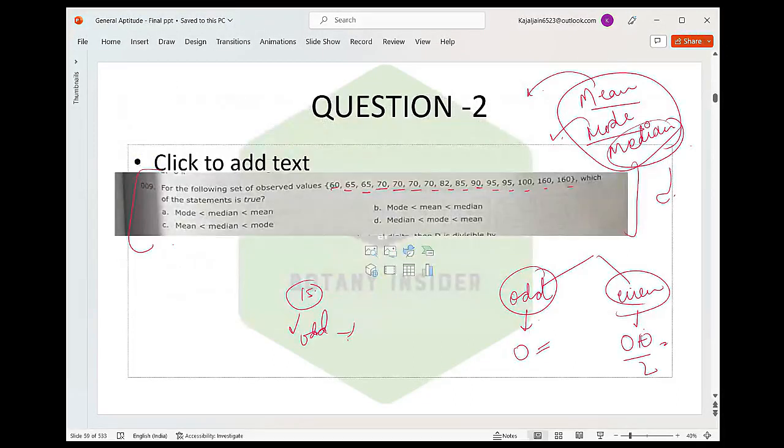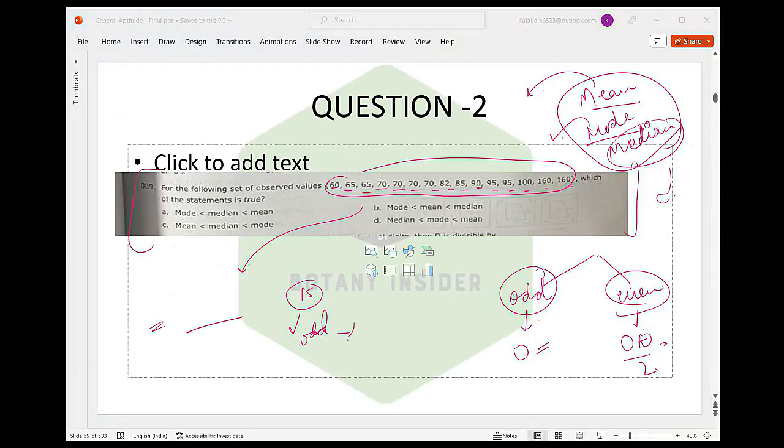When you solve it, you'll get the answer very easily. What is the summation of all of these? If I sit and calculate this, it will take time and we won't be able to do other questions. You just have to add all of these, divide by 15, you'll get the mean, then you get the mode, and then the median. Mode is 70 over here, because 70 is the maximum occurring. For the median, the values need to be in increasing order. It is already given to you in increasing order.